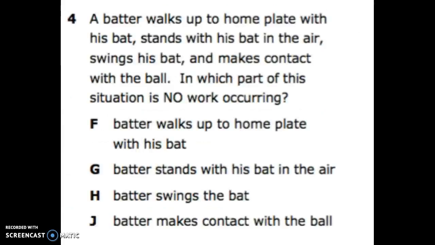A batter walks up to home plate with his bat, stands with his bat in the air, swings his bat, and makes contact with the ball. In which part of this situation is no work occurring? F. Batter walks up to home plate with his bat. G. Batter stands with his bat in the air. H. Batter swings the bat. And J. Batter makes contact with the ball.